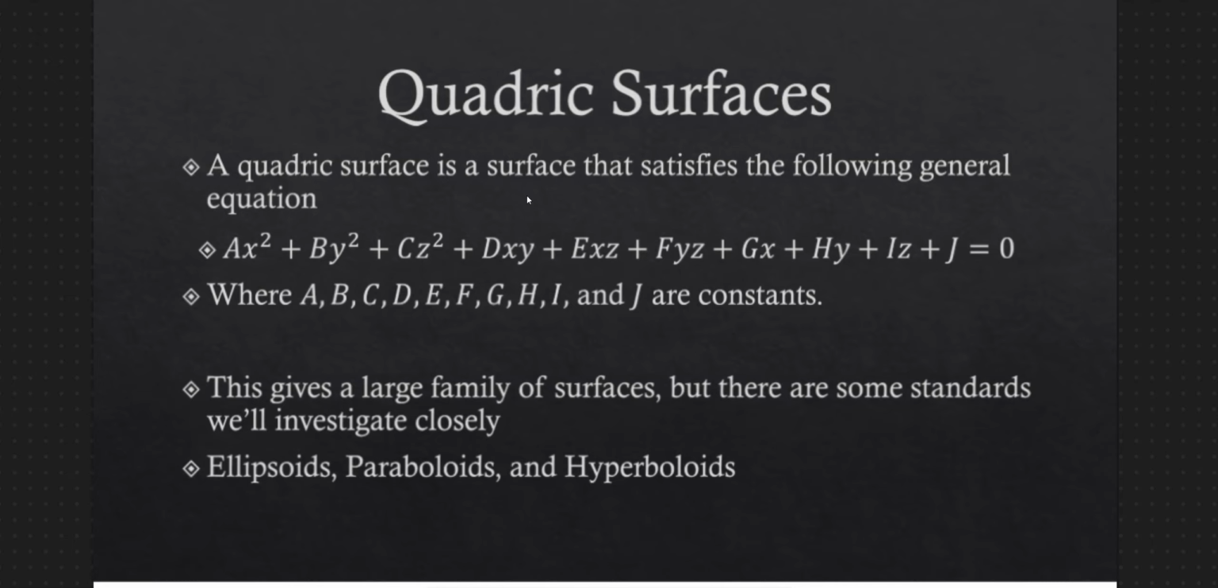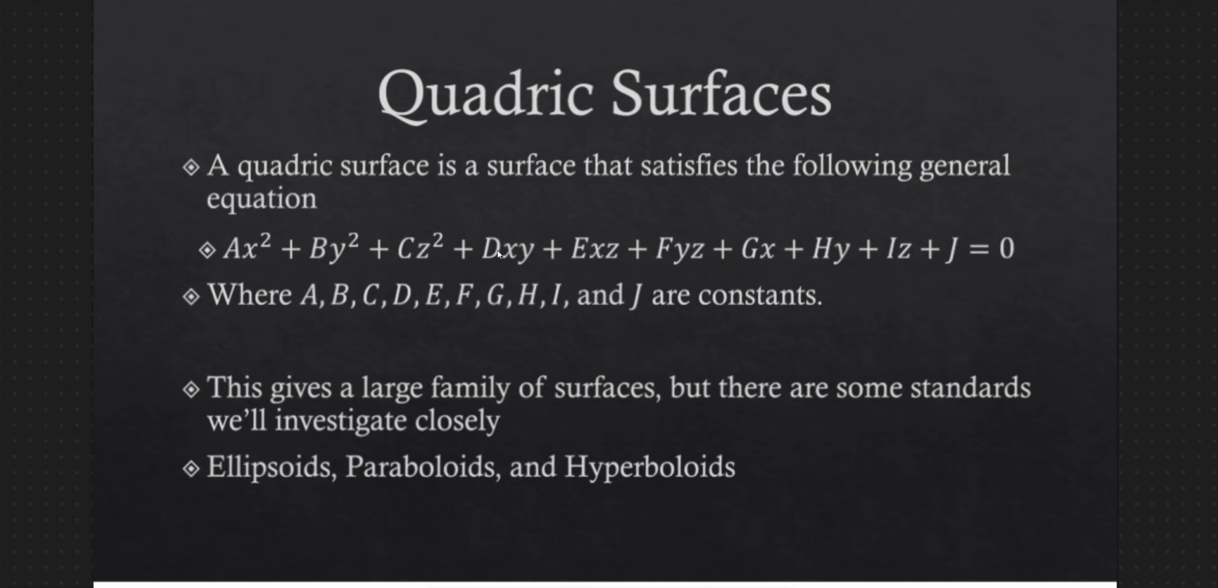Now, technically, a quadratic surface is any surface that follows the general equation, this one. So that's a lot of coefficients, a lot of constants in there. You can see quadratic corresponding to the highest power of x, y, and z, right? Squares in each of them. That's the highest power we can have for any quadratic surface for our variables.